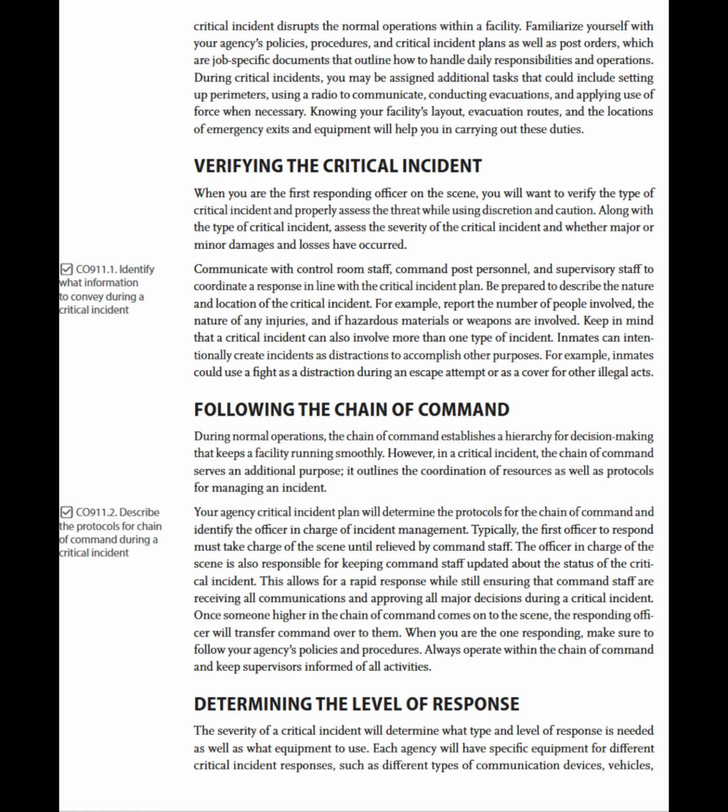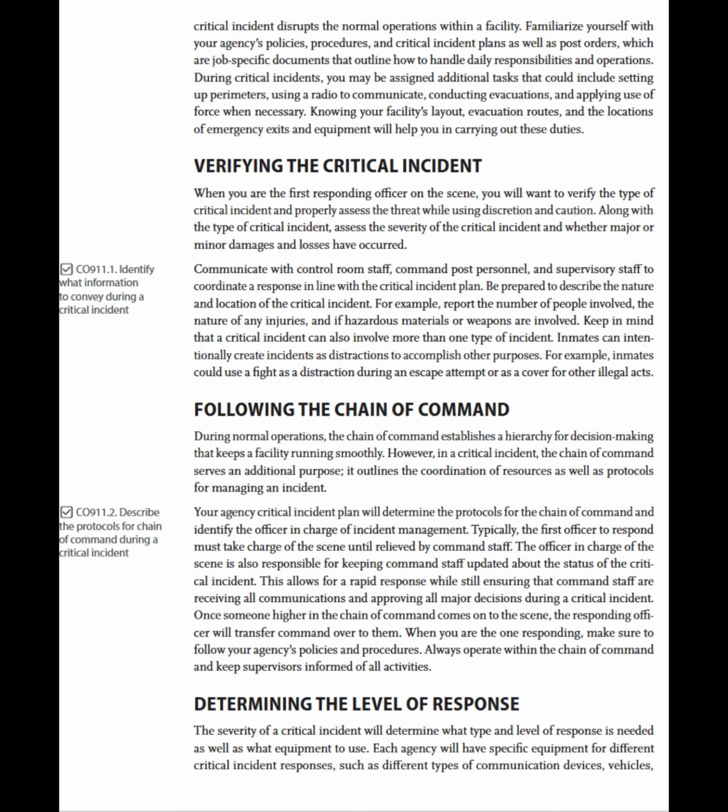Following the chain of command. Describe the protocols for chain of command during a critical incident. During normal operations, the chain of command establishes a hierarchy for decision-making that keeps a facility running smoothly. However, in a critical incident, the chain of command serves an additional purpose. It outlines the coordination of resources as well as protocols for managing an incident.